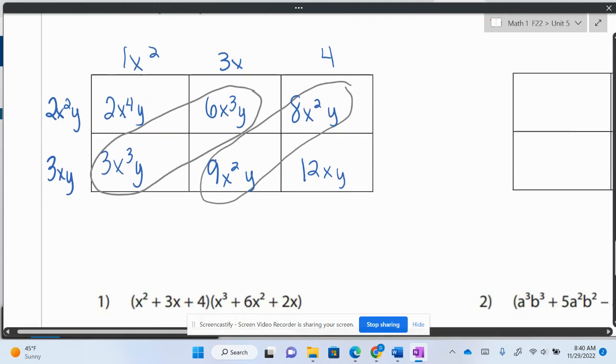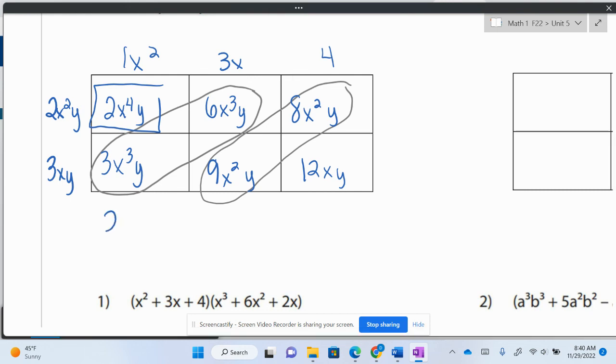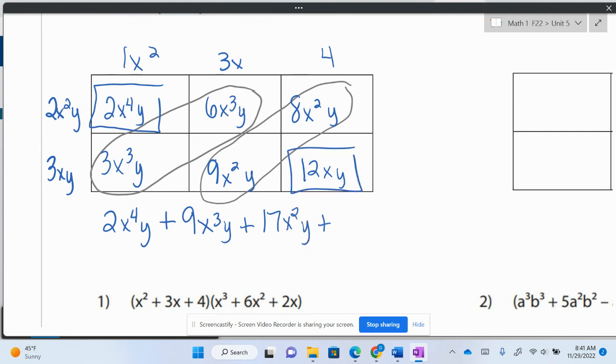So the first term in this first box, there is no other x to the 4th y, so that's just going to be 2x to the 4th y. But the next term, what am I adding to that? What is 3x cubed y plus 6x cubed y? Yeah, 9x cubed y. And then the next term is going to be what? 17x squared y. And then the last term cannot be grouped with anything either, plus 12xy.